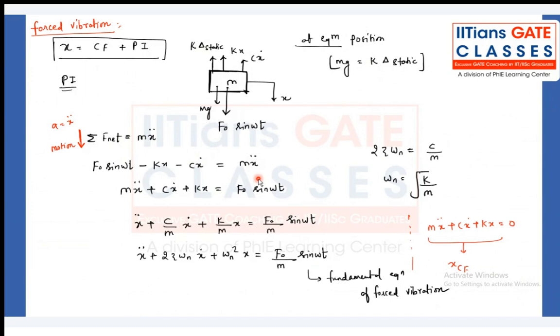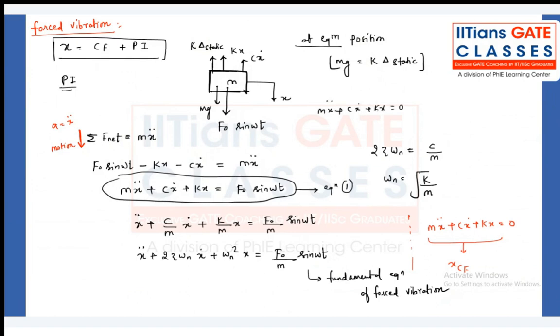Further, if you want to write the last equation, that is well and good; otherwise, you can ignore it. The most important equation here is equation number one. Earlier, when we had no force, we wrote the equation as m x double dot plus c x dot plus kx equal to 0, and from there we got omega d and the complementary functions.